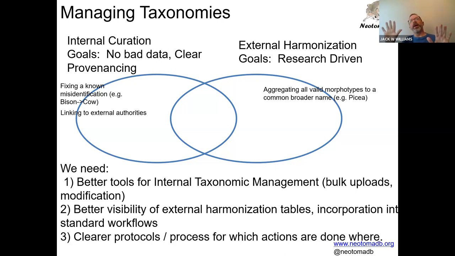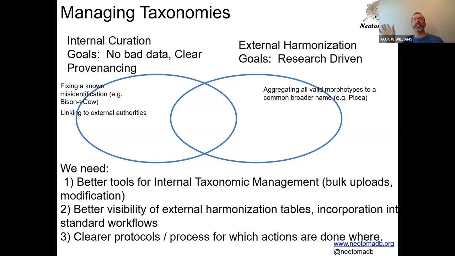Then on the other side, we have the Andre model type work where you're pulling a whole bunch of data all at once. You have to come up with some kind of standard taxa list and aggregate things to common names, even though something like Picea glauca might be a valid name, not everybody does that. So you have to aggregate to some kind of common denominator.